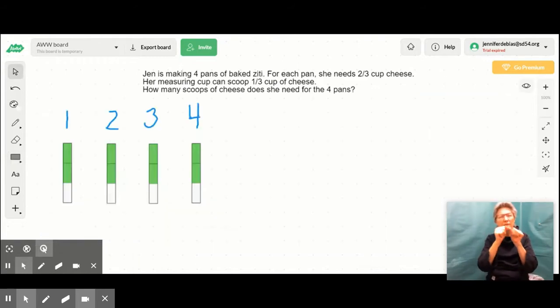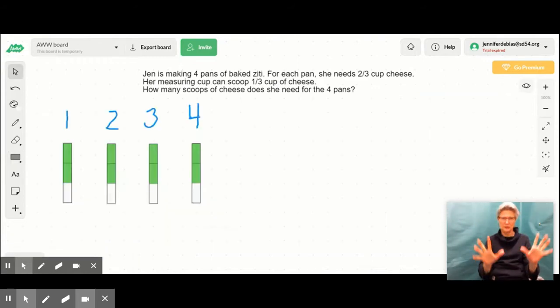So here I drew 4 numbers, 1, 2, 3, and 4. Those blue numbers represent the pans of baked ziti that she's making. And then below each of the numbers, you'll see a fraction strip with 3 parts, right? It's broken into thirds, and 2 of those thirds are shaded in. That represents the 2/3 cup of cheese she needs for each of those pans. So you'll see I have here what she needs for pan 1, pan 2, pan 3, and pan 4, okay?